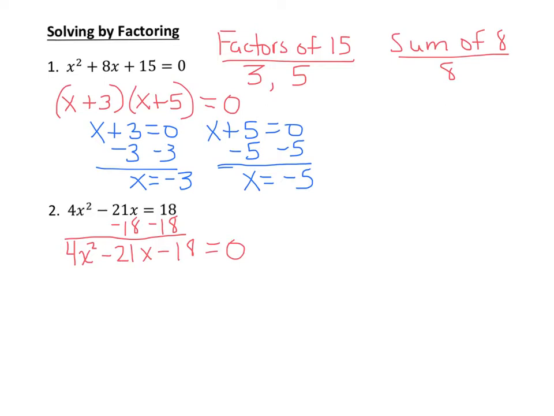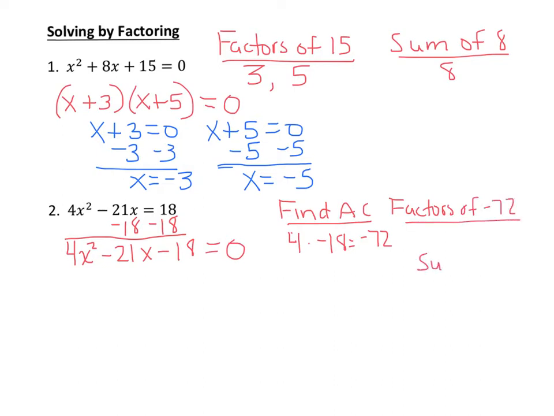This one has the a term greater than 1, so we have to do our steps. We have to find AC. And in this case, AC would be negative 18 times 4. So 4 times negative 18 is negative 72. So we need factors of negative 72 that give us a sum of negative 21. In order to multiply and get a negative, we're going to have a positive and a negative. So we have negative 24 times 3, because that will give us a sum of negative 21.